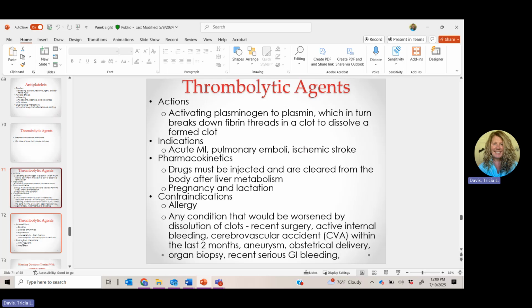If you've had already a CVA within the last 2 months, not a candidate, no TPA. If you have had any type of recent delivery, if you had an aneurysm, not a candidate. If we had any organ biopsy in the last 2 months, you cannot have it. And if you've had any GI bleeds, you may not have it also.